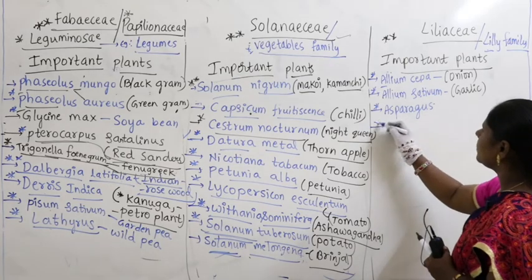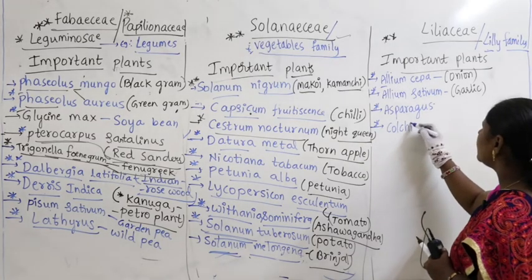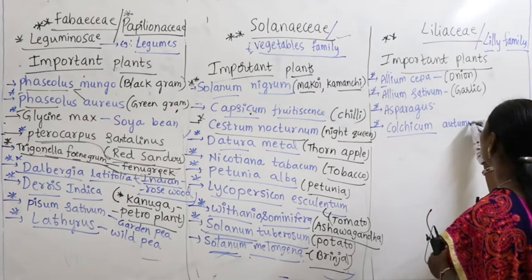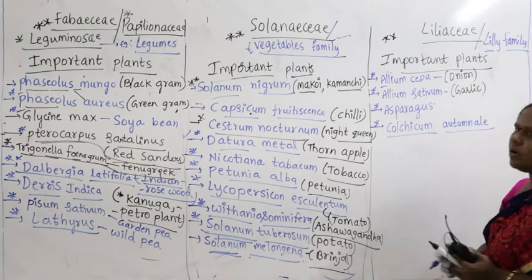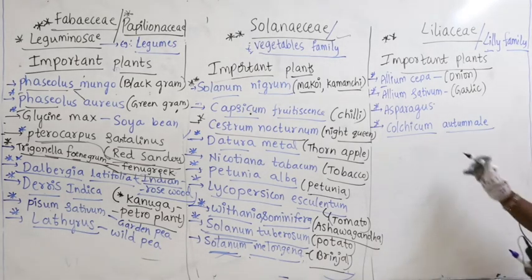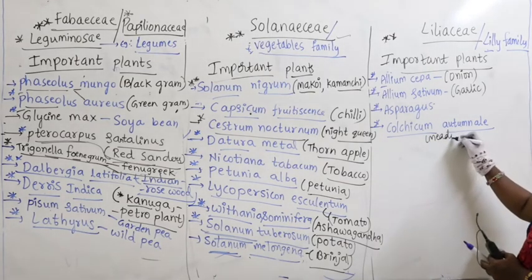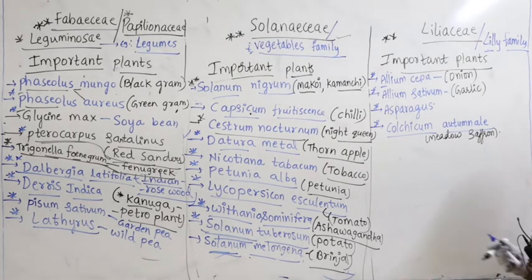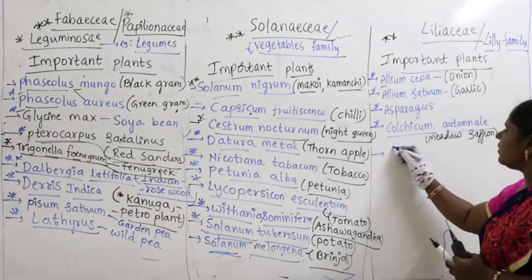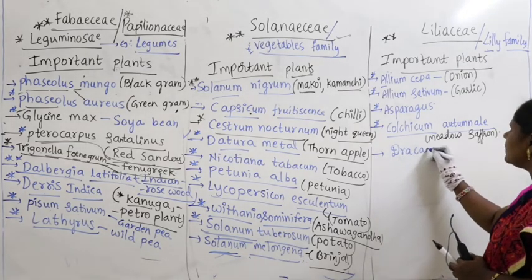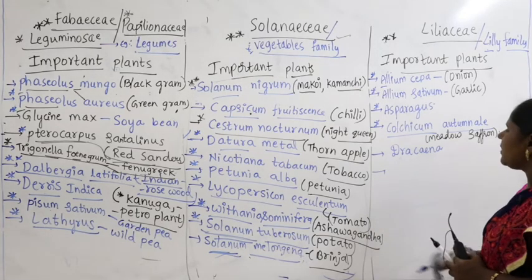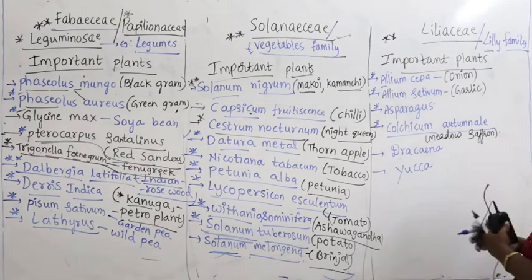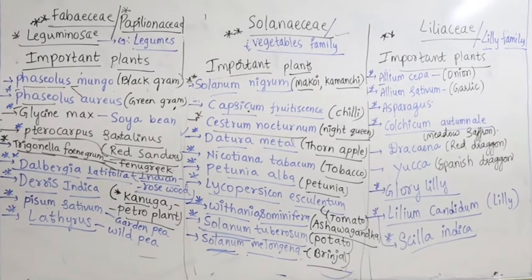Then followed by Colchicum autumnale. Colchicum autumnale is commonly called meadow saffron. Meadow saffron, right. So apart from this, Dracena, Spanish dragon, Yucca. So here Dracena is called red.